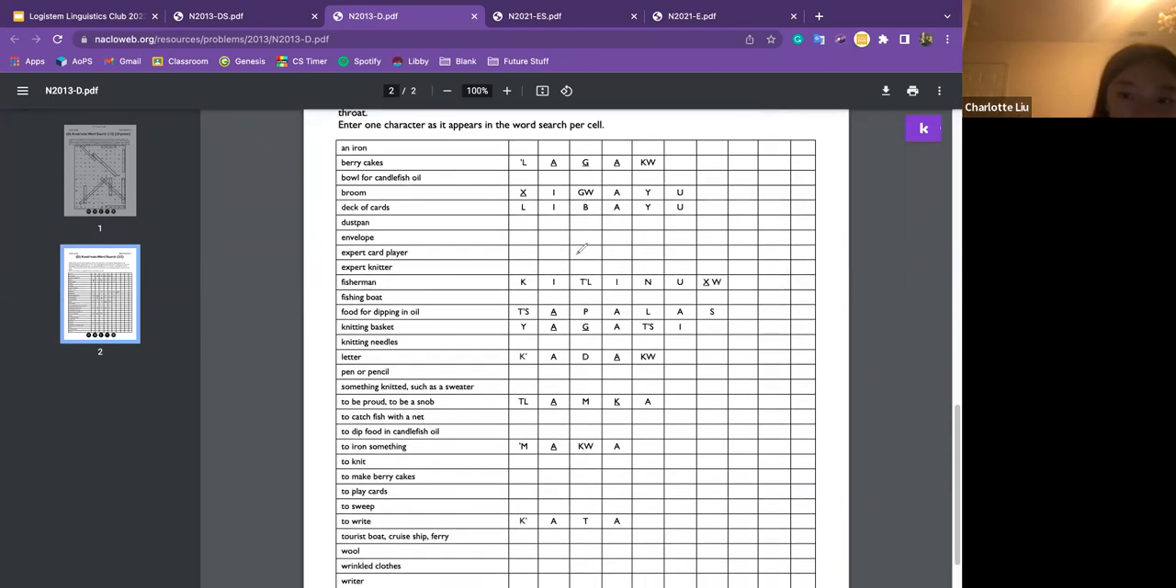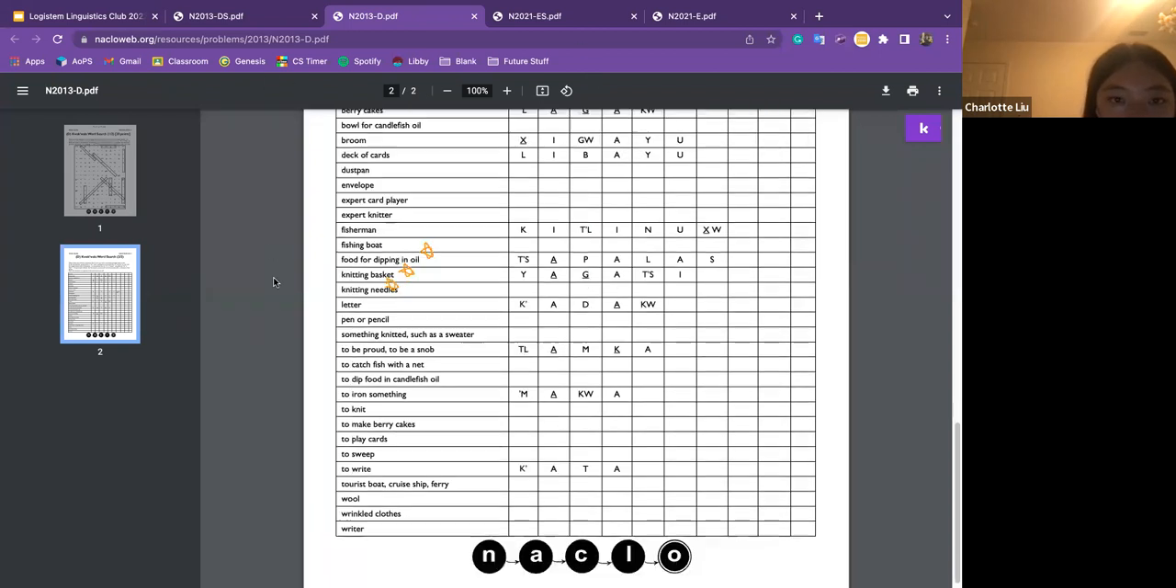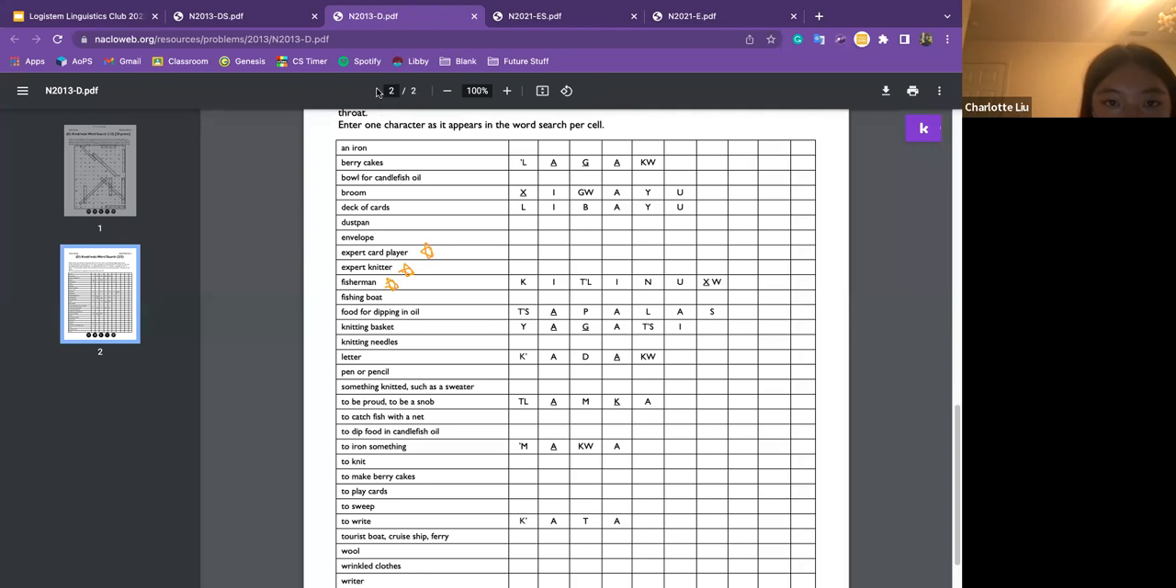Another one we have is the person. So fisherman, knitter, card player, a writer. Already, these all end in INUXW. So that applies for all of these. And you can just do the same thing.